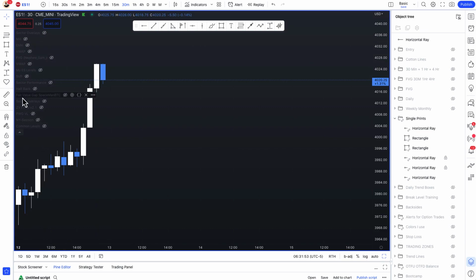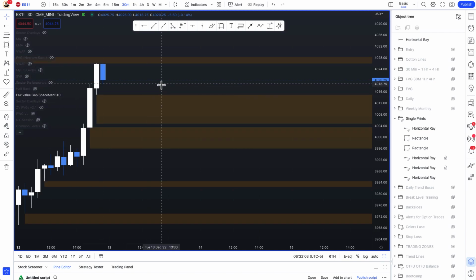Now, you come in here and you can click on this fair value gap, Spaceman BTC. There are several fair value gap indicators, but I like the Spaceman for this reason. I don't know why, I just use it for the single prints. So here it's showing a fair value gap down here. But remember, for single prints, we do not count the edges, only what happens between A and M. And so there are the three sets that I identified. It identified the same three sets.